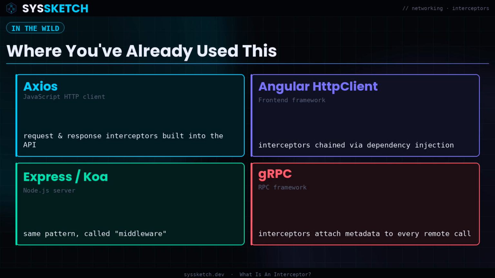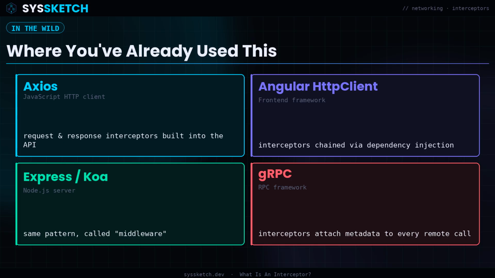You've almost certainly used interceptors already, even if you never called them that. Axios, the popular JavaScript HTTP client, has request and response interceptors built directly into its API. Angular's HTTP client uses the same idea through what it calls interceptors, chained via dependency injection. On the server side, Express and Koa call the same pattern middleware, functions that run on every incoming request before it reaches a route handler. gRPC has interceptors too, for adding metadata like authentication tokens to every remote call.